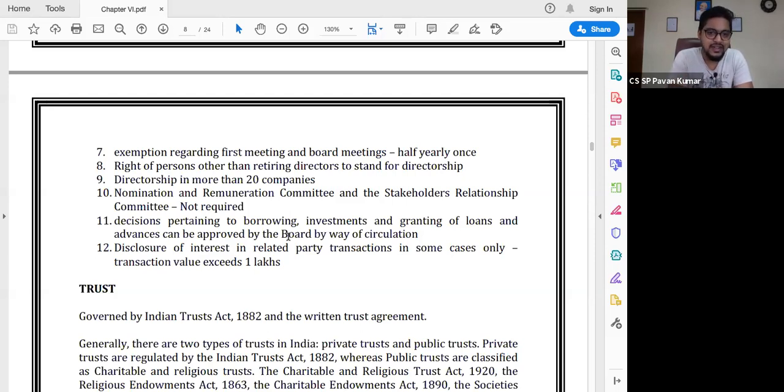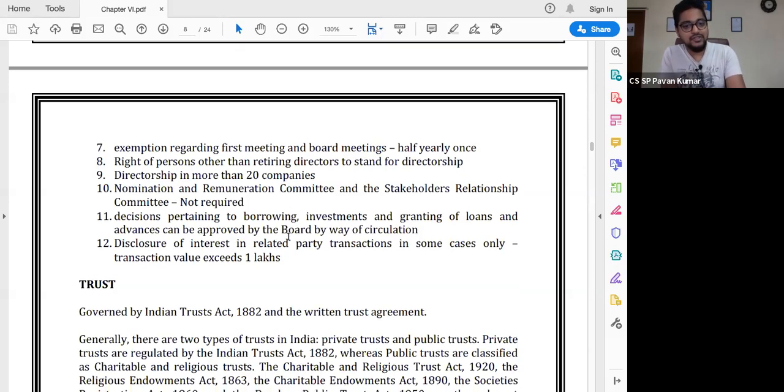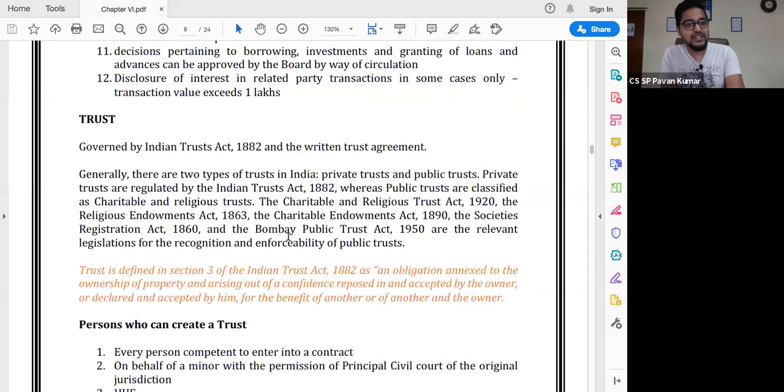Disclosure of interest in related party transactions is required only in some cases, which means that only when the transaction value exceeds 1 lakh rupees do related party transactions have to be disclosed. If the transaction value is less than 1 lakh, related party transactions need not be disclosed. These are some features of a Section 8 company. How to register a Section 8 company we've seen already, so we'll not be seeing that now.